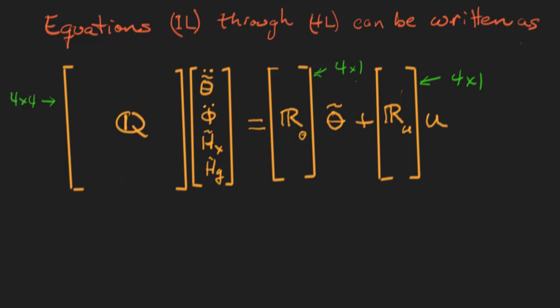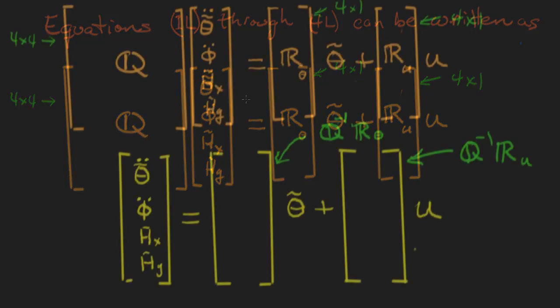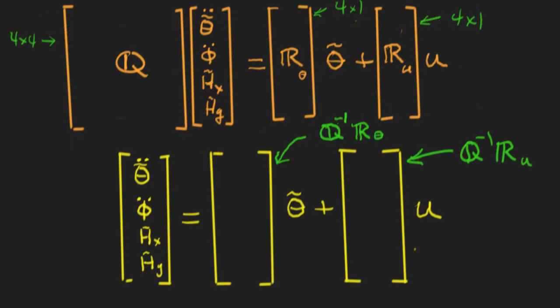At least I hope I'm going to be able to do it. And if I can solve for these unknowns, the solution is going to look like this. So this matrix right here, multiplying the theta tilde, that's going to be Q inverse times R theta. There's R theta right above. The matrix multiplying U here is going to be Q inverse times RU. Again, this assumes that we can invert that Q.